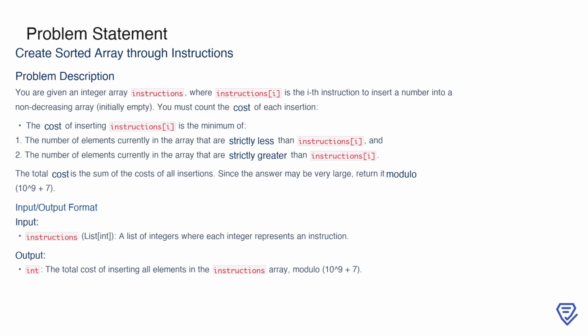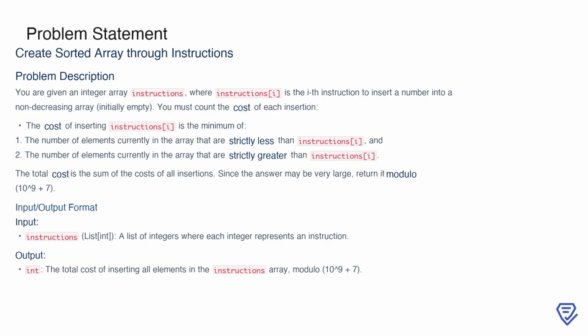This cost is defined as the smaller of two values: the number of elements already in the array that are strictly less than the current number, and the number of elements that are strictly greater than the current number. To compute the total cost, we sum up the individual costs for every insertion.